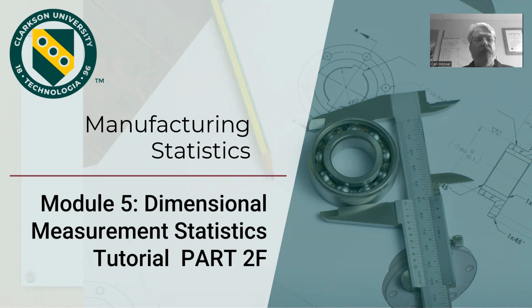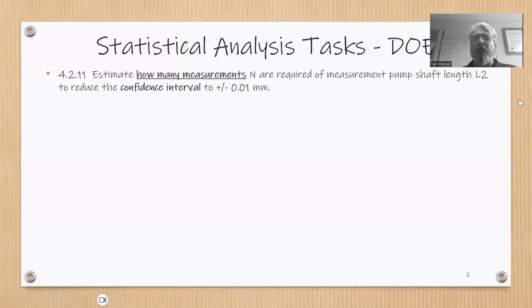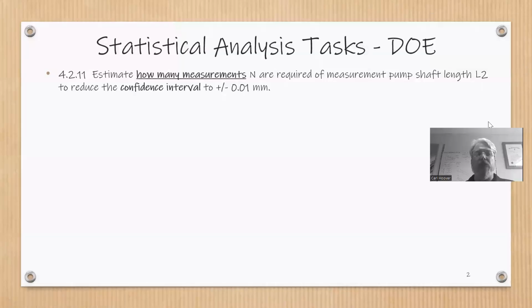For the next part of Module 5, we'll take a look at dimensional measurement statistics, and we'll do a tutorial that asks how many measurements are required to have a certain confidence interval. So for pump shaft length L2, we'll seek to identify the number of measurements required to reduce our confidence interval to plus or minus 0.01 millimeters.